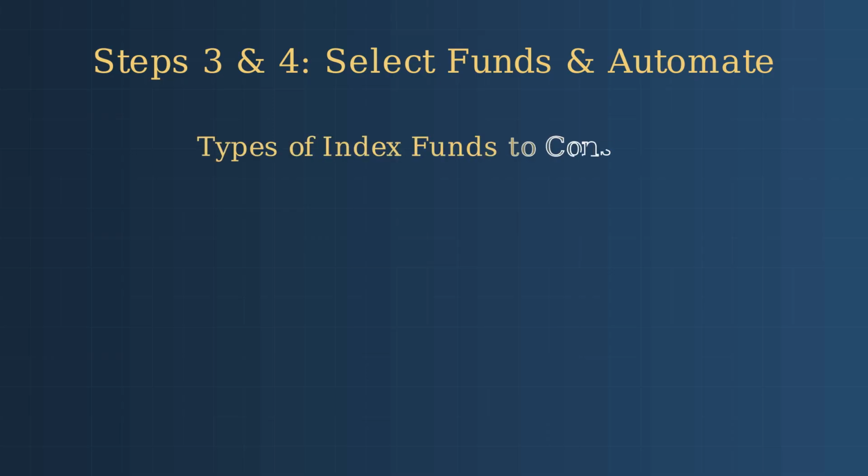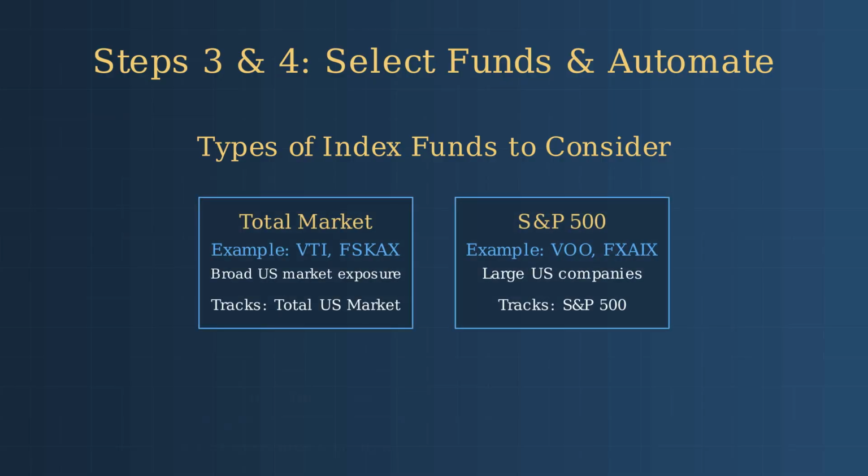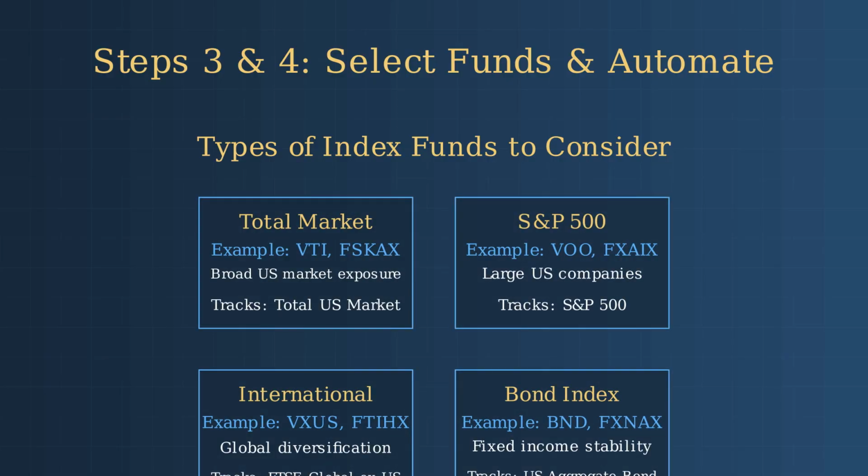Steps 3 and 4 involve selecting appropriate index funds and automating your contributions. Begin with these core index fund types. Total market funds provide broad exposure, while S&P 500 funds focus on large U.S. companies. International funds offer global diversification, and bond index funds provide stability.